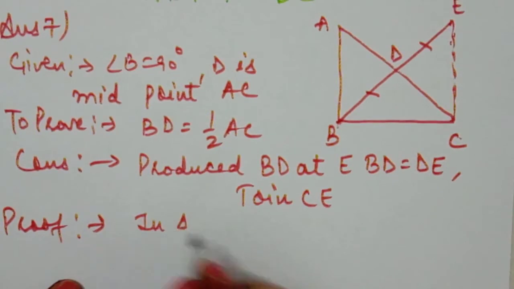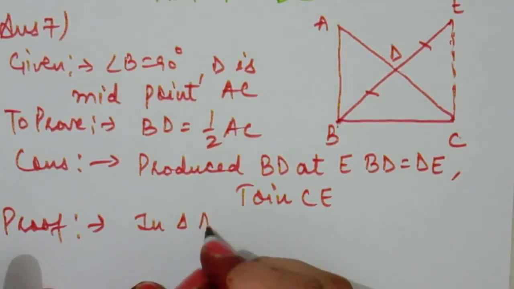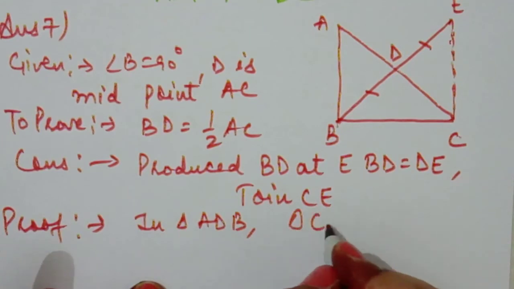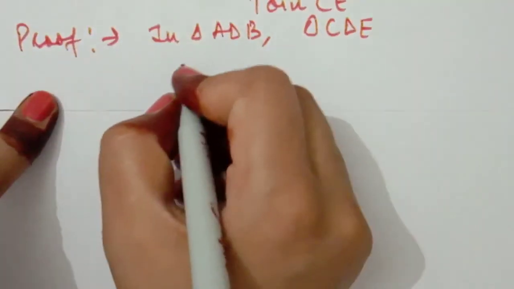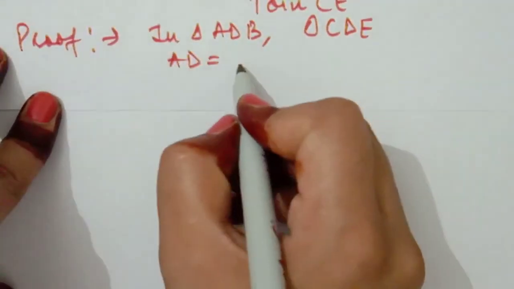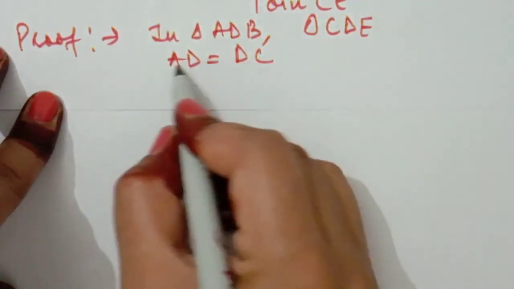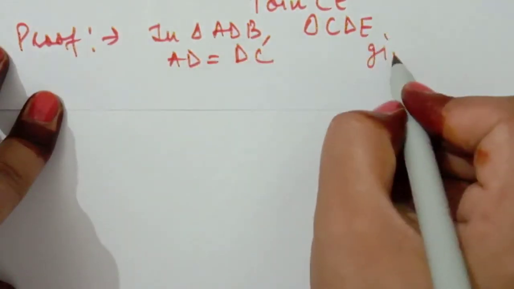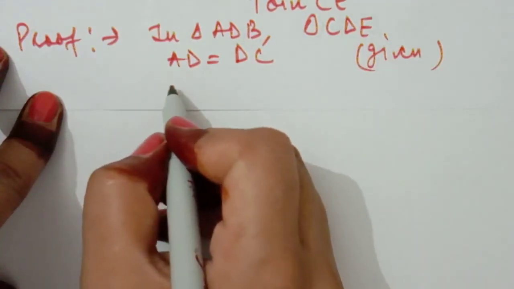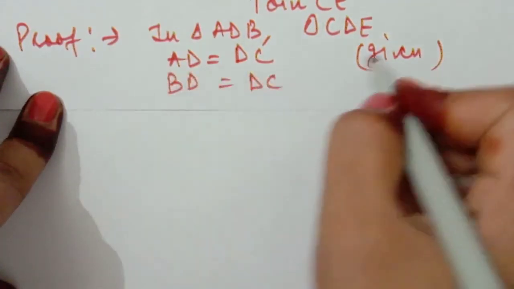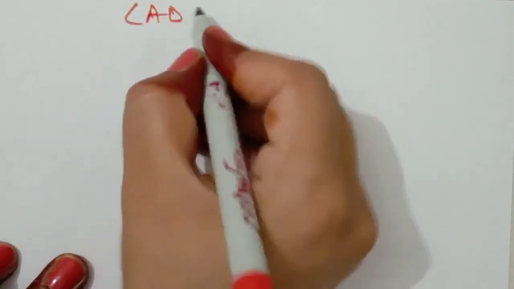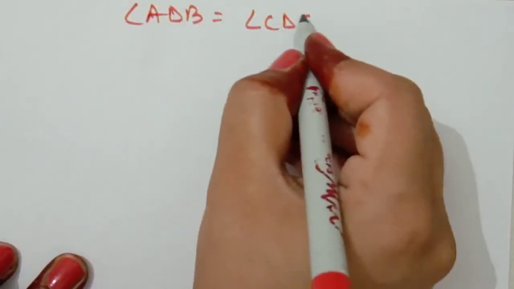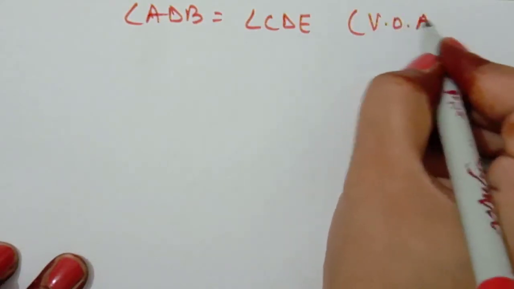In triangle, we will choose two triangles, triangle ADB and triangle CDE. Now we need three elements. First is AD is equal to DC, because D is the midpoint, it is given. So we can write like this, given. Second relation is BD is equal to DE by construction. And third is angle ADB is equal to angle CDE. These are vertically opposite angles.